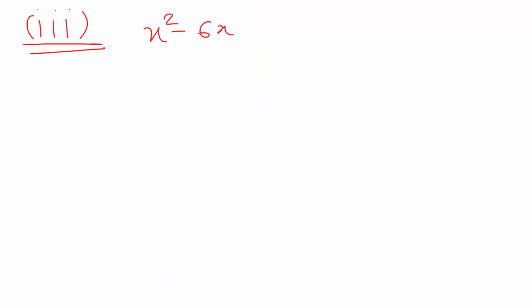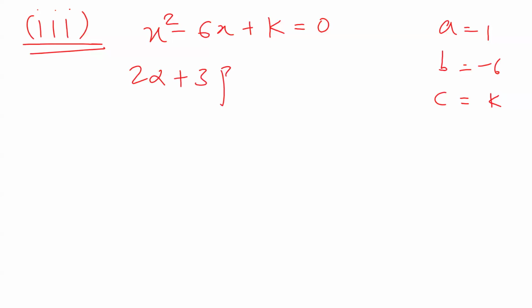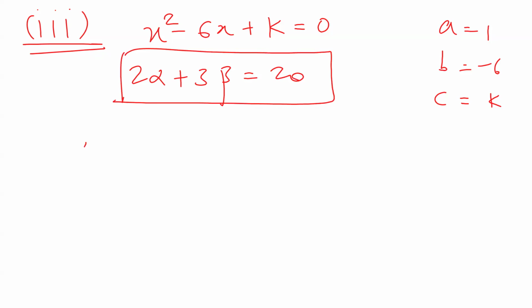x square minus 6x plus k equal to 0. A equal to 1, B is equal to minus 6 and C is equal to k. And the relation given over here is 2 alpha plus 3 beta is equal to 20. Now alpha plus beta is minus b by a, so it is going to be 6.